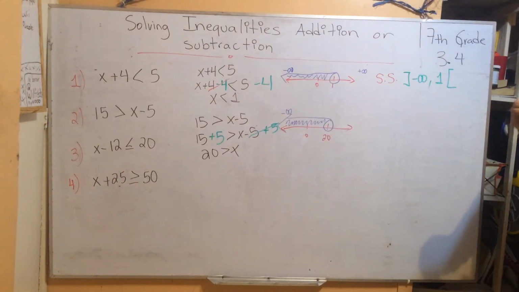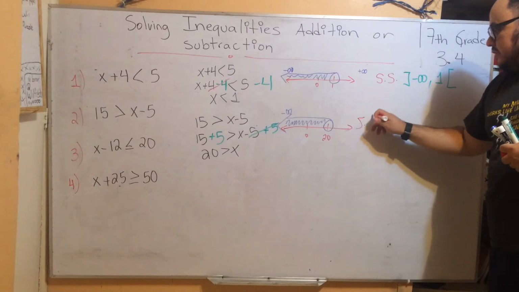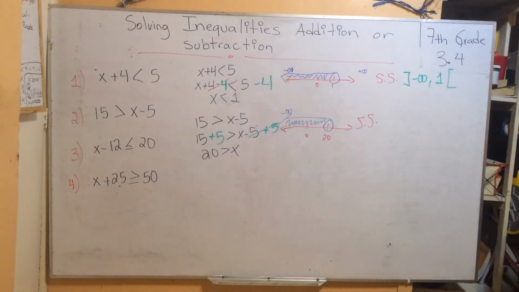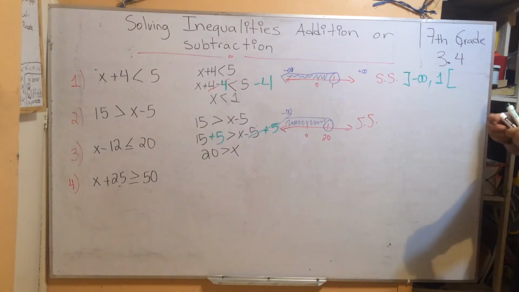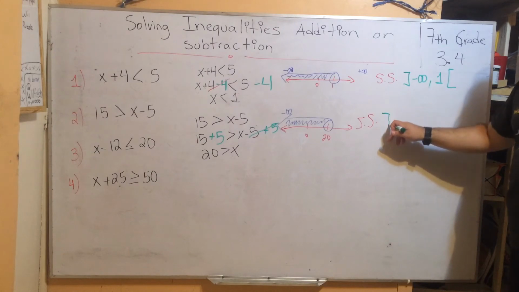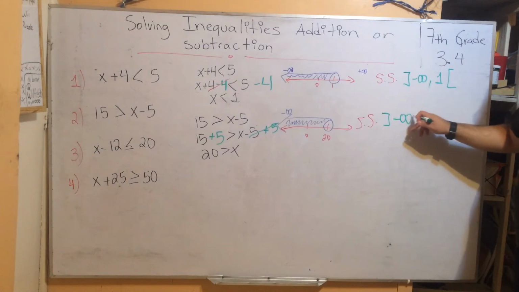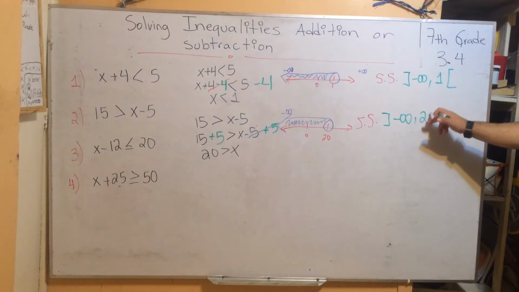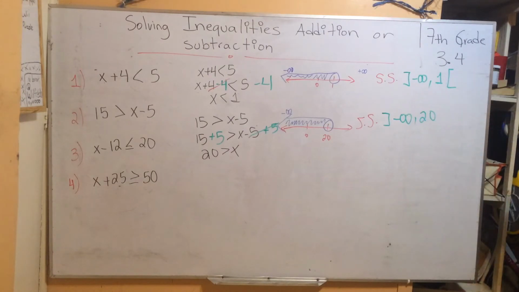Okay, and now we place our solution set. We start at negative infinite. Is negative infinite included? No. Okay, it stops at 20. Is 20 included? No. Okay, solution set. Let's do the next one.